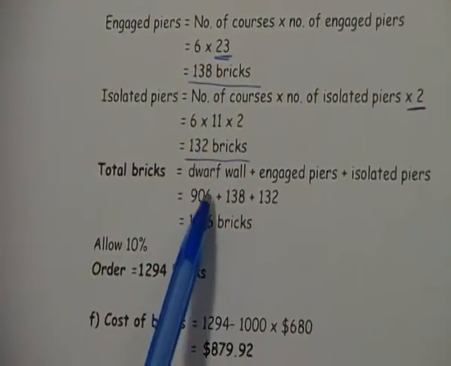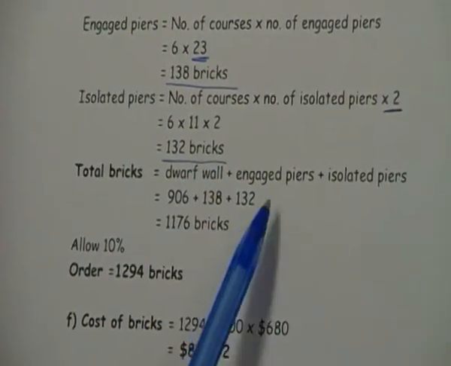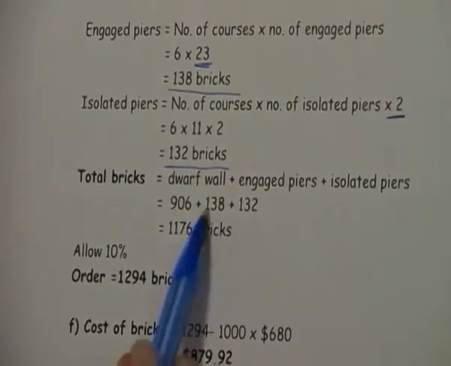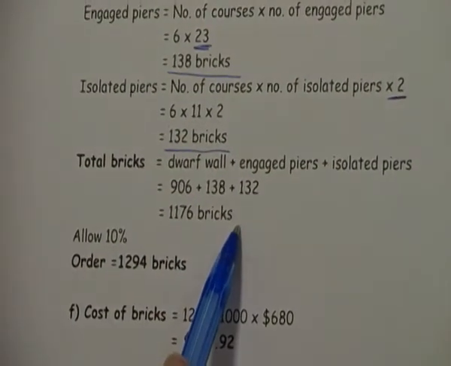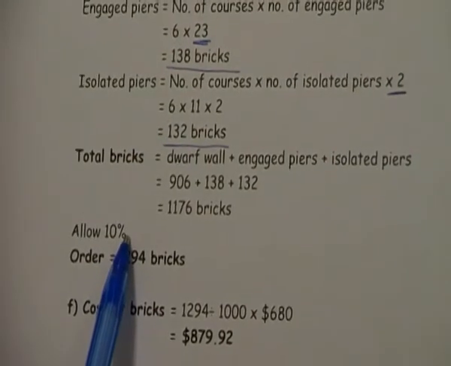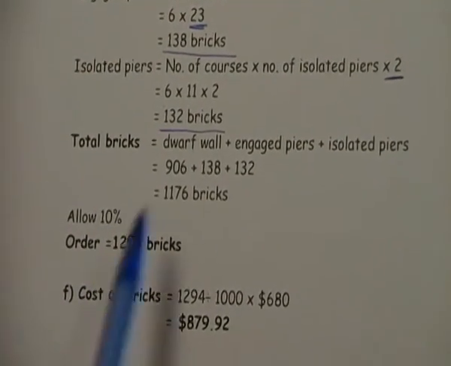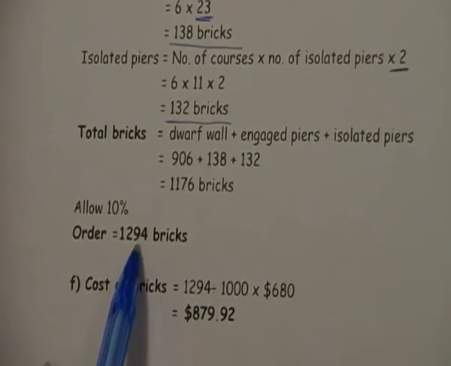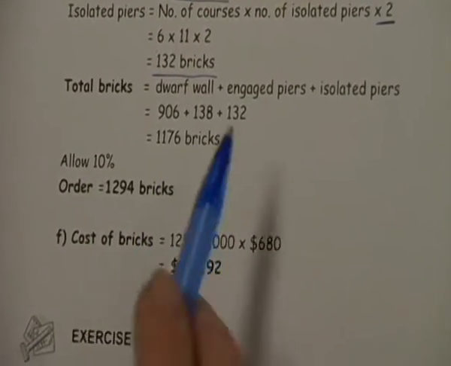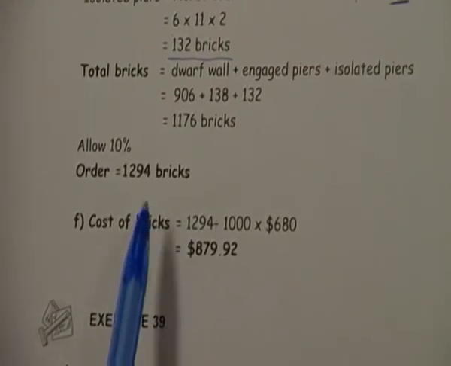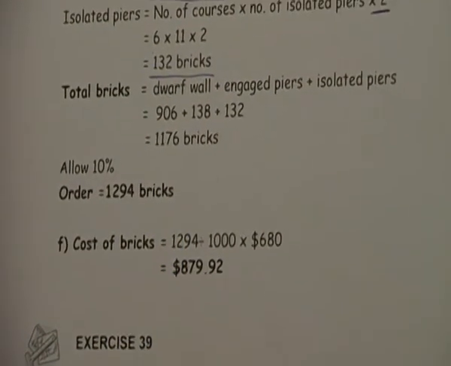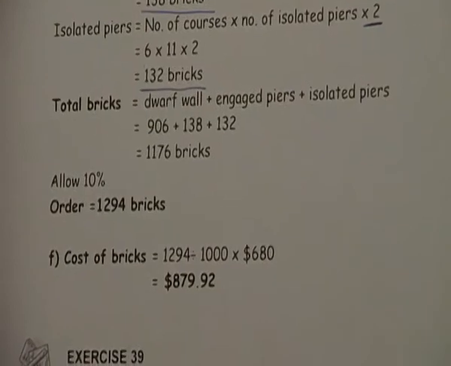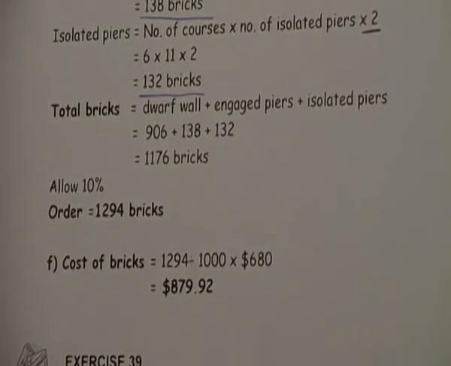So we're going to add all our bricks up. The wall, engaged piers and isolated piers, we get that many bricks altogether. Now we're going to add 10% wastage from the question. So in total it's 1,294 bricks. Now the cost for the bricks for question F, it says it's $680 per 1,000 bricks.